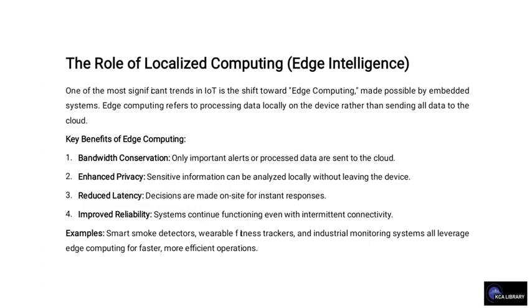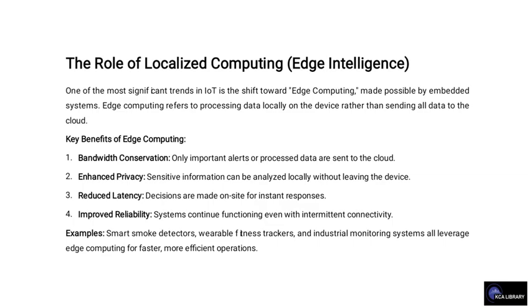As per the role of localized computing, when we talk about it, it's about edge intelligence. One of the most significant trends in Internet of Things is a shift towards edge computing, and it's made possible by embedded systems. By explanation, edge computing refers to processing data locally on the device rather than sending all data to the cloud. It's being processed locally on the device instead of having to send it to the cloud.